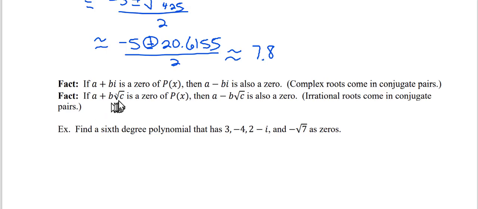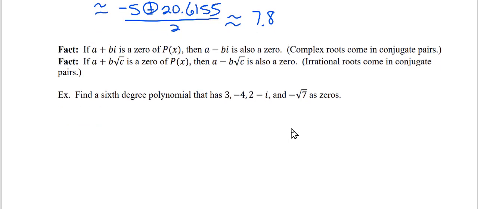So the only difference between these two things is that the c would be -1 in the answer above. So it's just a matter of whether or not you get a positive or a negative inside that root. So irrational roots also come in conjugate pairs. This question says find a 6th degree polynomial that has 3, -4, 2 plus i, and -√7 as zeros.